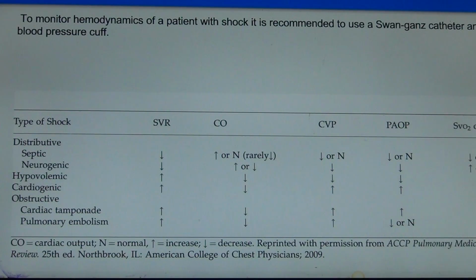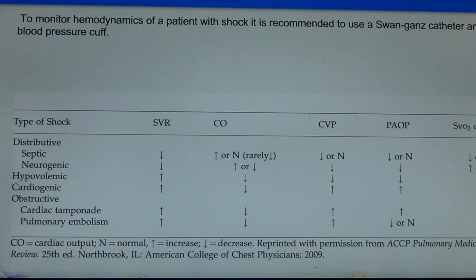For the neurogenic shock, it is decreased, which is the central vascular resistance. The systemic vascular resistance, I'm sorry. Also, the cardiac output for the neurogenic is increased or decreased. The central venous pressure is decreased. The pulmonary artery wedge pressure is decreased. And the mixed venous oxygenation saturation is increased or normal.